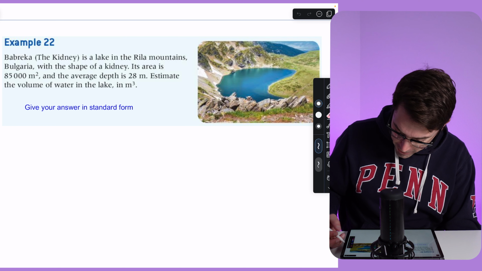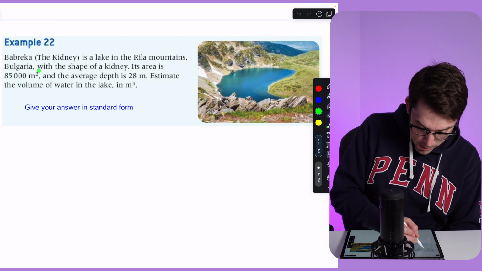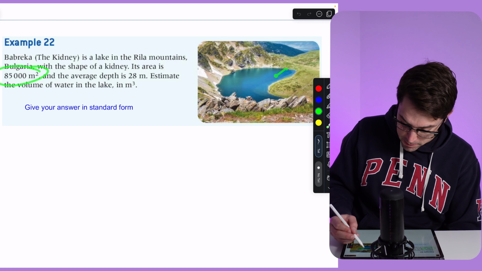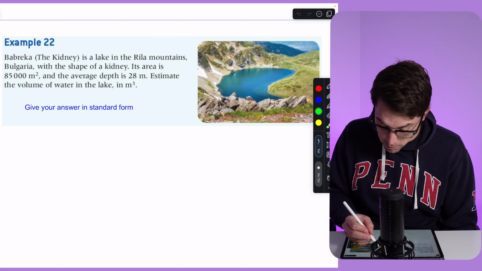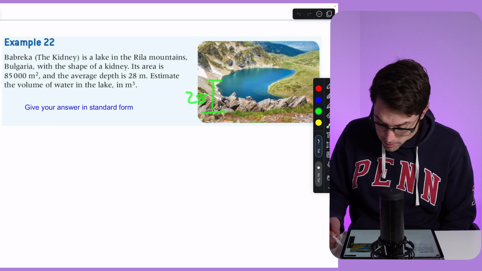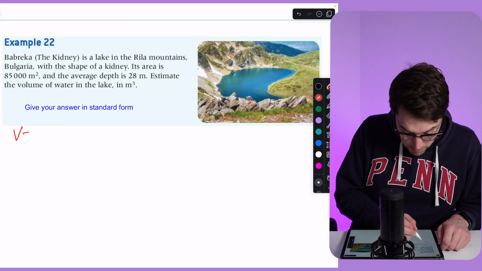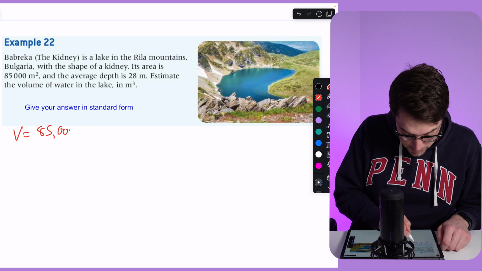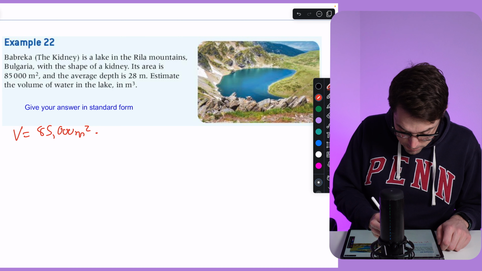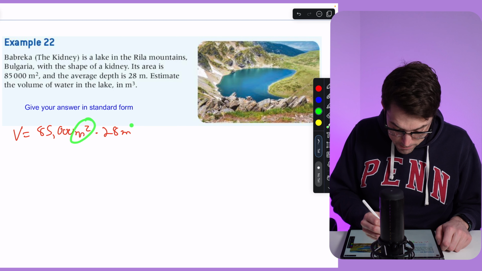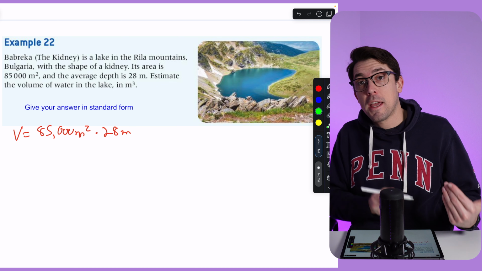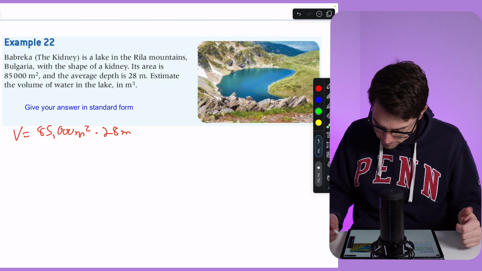Well, I'm going to already have the area of my surface or my cross section, which is 85,000. That's going to be what the area is here. And then how deep am I going to go? Well, I'm basically going an average of 28 meters deep. So if we think about that, the volume would therefore just be 85,000 meters squared times 28 meters. And you know you're on the right track because meters squared times meters is going to give you meters cubed, giving you a volume measurement.